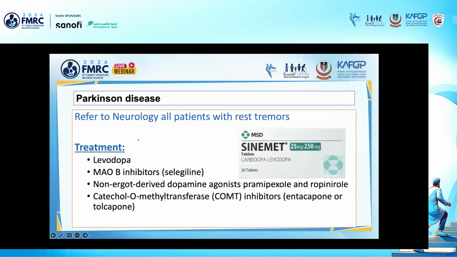It's very important that you refer promptly all patients with wrist tremors or those you suspect of Parkinson's disease. The management or treatment of Parkinson's disease is very complex, and usually neurologists have to choose from the different medications that are available, but usually levodopa is started as first line treatment in most of the patients. And this is the commercial name, Sinemet, which is carbidopa and levodopa combined.